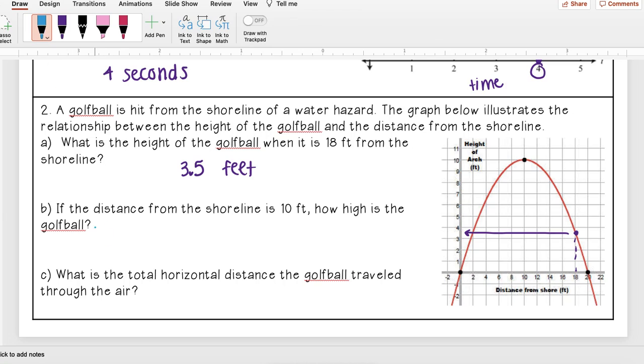Okay, the second question says, if the distance from the shoreline is 10 feet, how high is the golf ball? So now I want to go to 10 feet from the shoreline and see what that's at. And I see that's actually at my vertex here. And if I look to the left, I see that's at 10 feet.